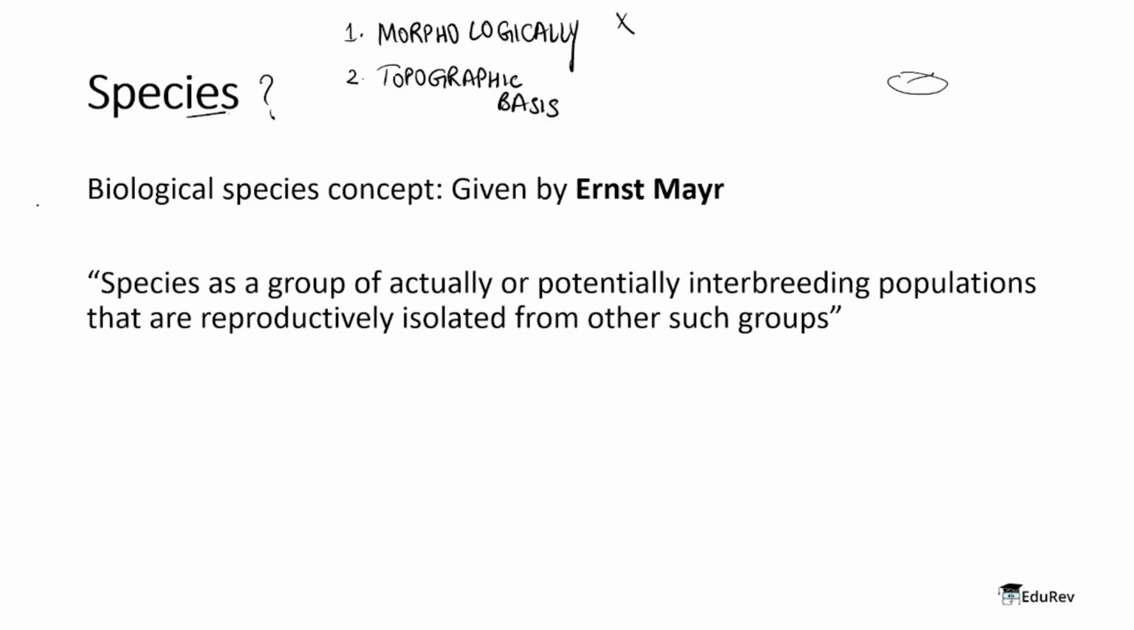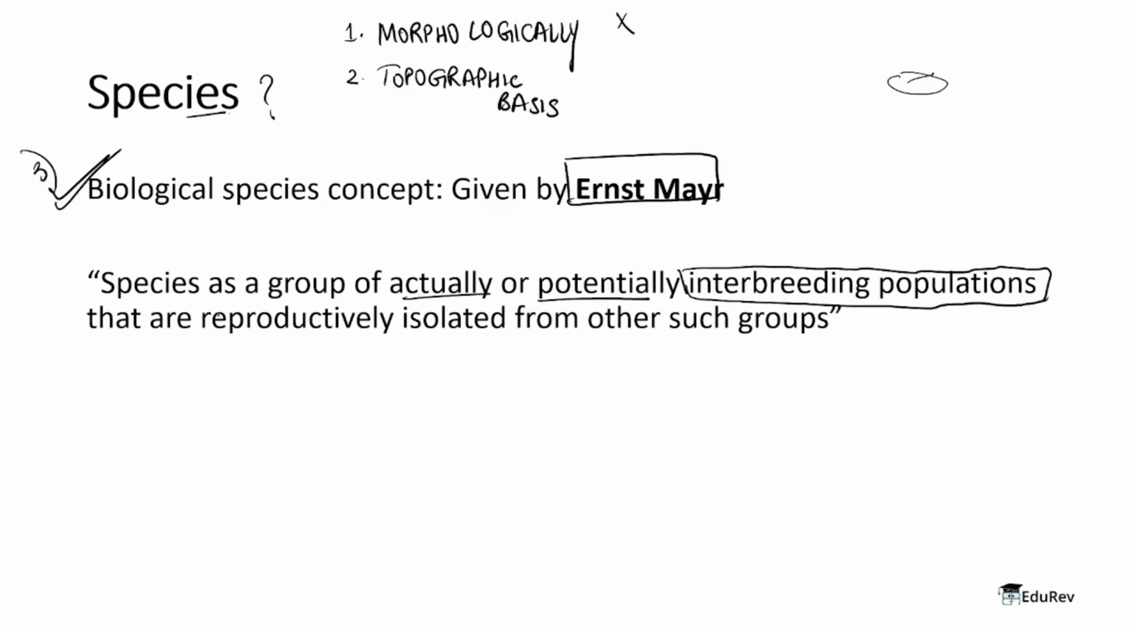After this we had another one. This one was given by Ernest Mayr, and this is the most widely accepted definition of species. What does it say? It says species is a group of actually or potentially interbreeding populations that are reproductively isolated from other such groups. So populations must be able to interbreed, and they are reproductively isolated from other such groups. This means they can only interbreed within their own species and they can't interbreed outside their species.